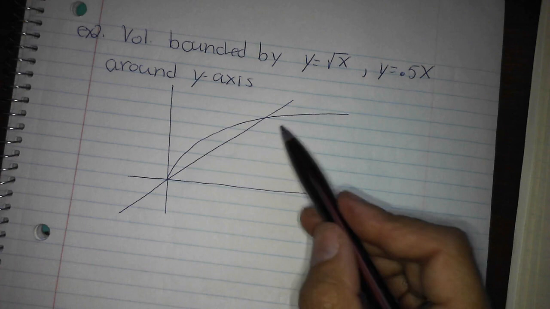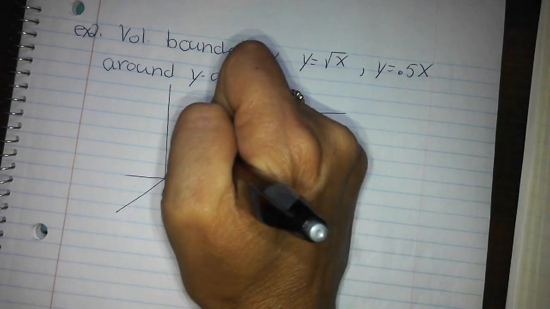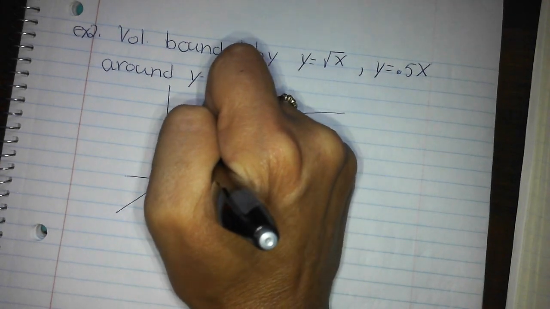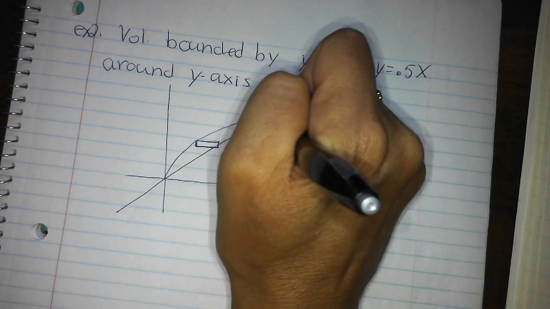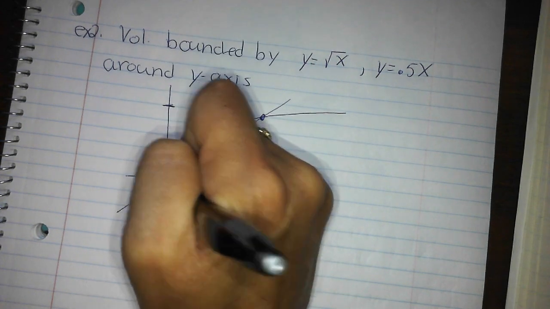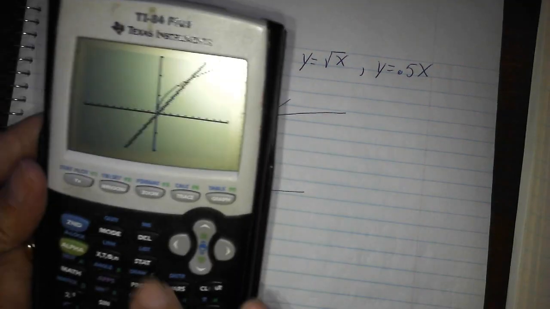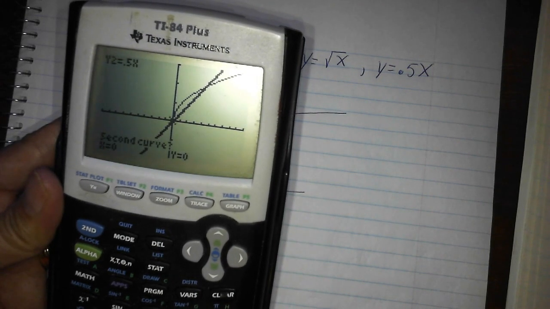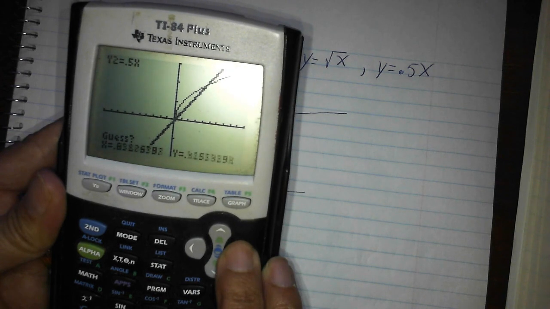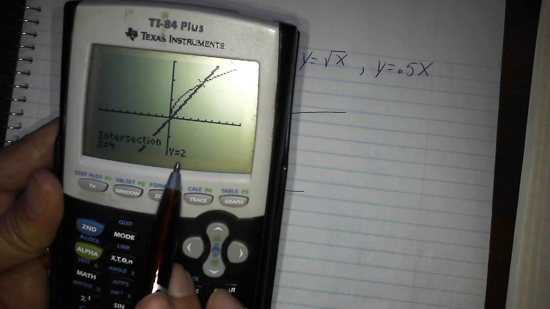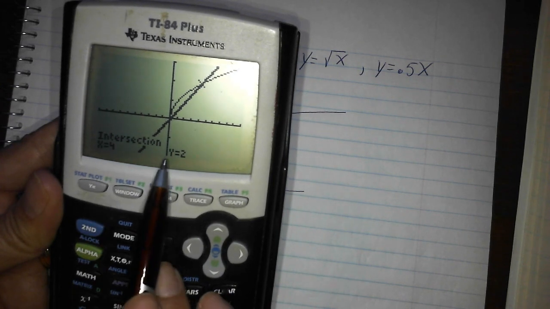So I do need this intersection. Oh, I want y. Yeah, we're going around the y-axis. Oh, I almost missed it. Rectangle. So I do want this intersection, but I want the y value, not the x value here. So the origin's not a problem. I wouldn't have got that wrong. So second calc, intersect. Y value is 2, x value is 4. We want the 2.